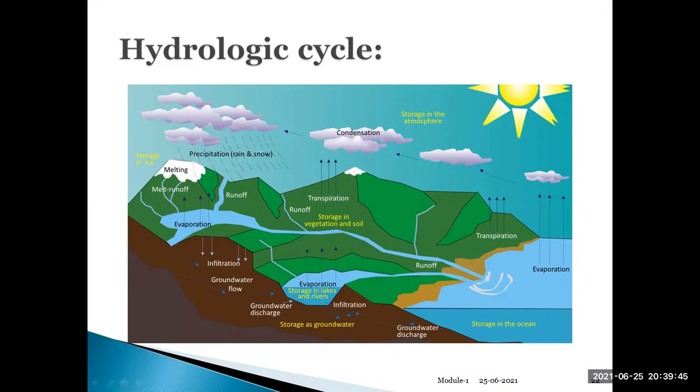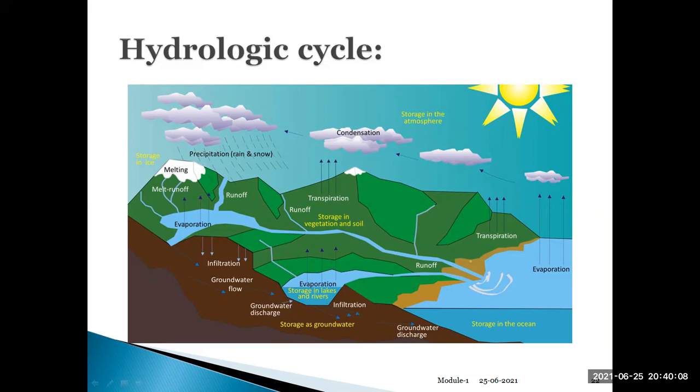Coming to the definition, the hydrological cycle is the chain of processes where water changes from one form to another form and comes back to the same form. Using different processes, so it is called the hydrological cycle. This is the pictorial representation of the hydrological cycle.